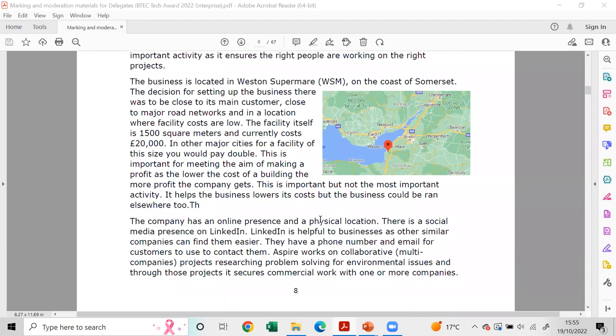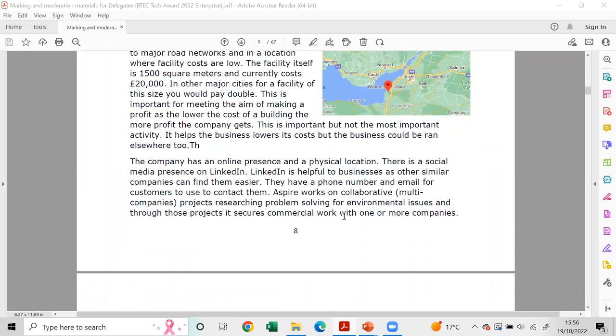The fact that it's important for meeting the aim of making a profit: the lower the cost of a building, the more profit the company gets. And that's linking that to this whole fact of how much it costs them to be situated where they are. They've even gone a little bit further to say this is important, but not the most important. So there's a little bit of a judgment there, of why this may not be the most important activity, as it were, because it lowers its costs.